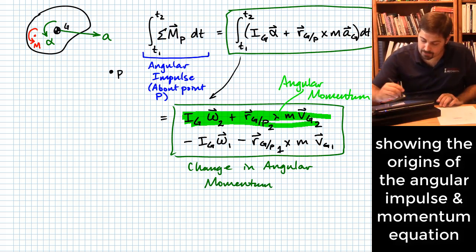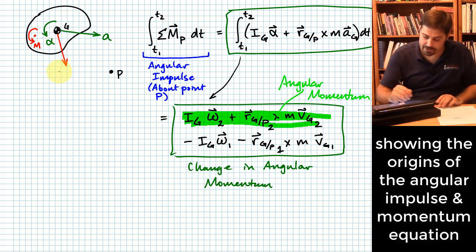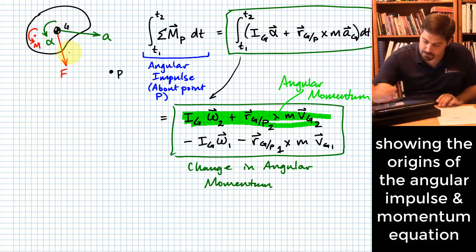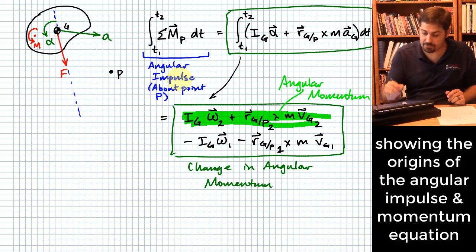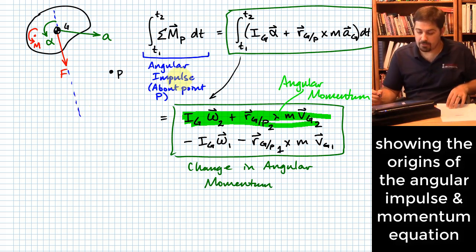You can also have things like forces, like I could have a force applied like this, right? That force, because its line of action does not pass through P, would create a moment around point P, and so that would also have to be taken into account for our angular impulse about point P. Okay?